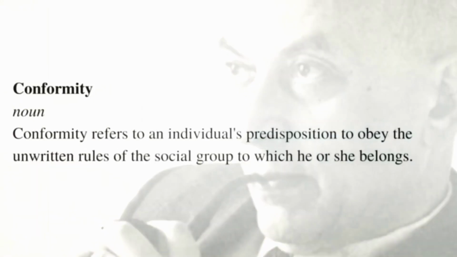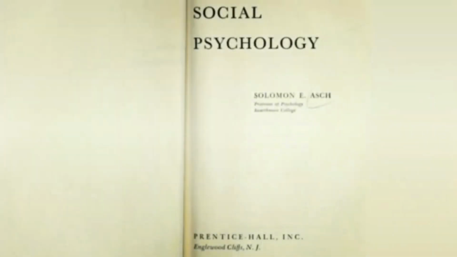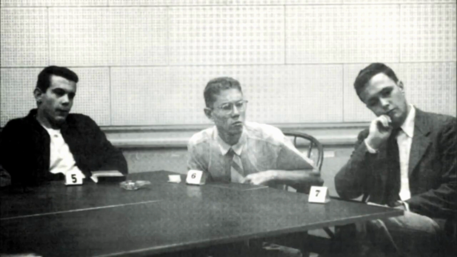Solomon Asch's conformity studies demonstrate this negative side. In psychological terms, conformity refers to an individual's predisposition to obey the unwritten rules of the social group to which he or she belongs. Solomon Asch began researching the influence of propaganda during the early years of World War II, when Hitler was at the height of his popularity. Asch became famous in the 1950s through a series of studies demonstrating the influence of social pressure on compliance.